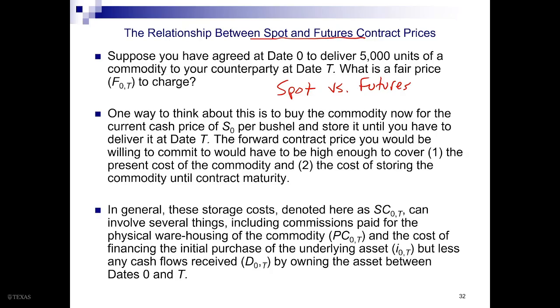And so let's think about the relationship between those two prices, and we'll use an example to kind of work our way into it. I think that'll be easier for us to understand. So let's say that we've agreed to deliver 5,000 units of some commodity, let's say corn, to our counterparty at a later date. And so we've agreed to be the long position in a futures contract over, let's just say, the next 3 months. So what price should we charge? How should we think about setting the futures contract price?